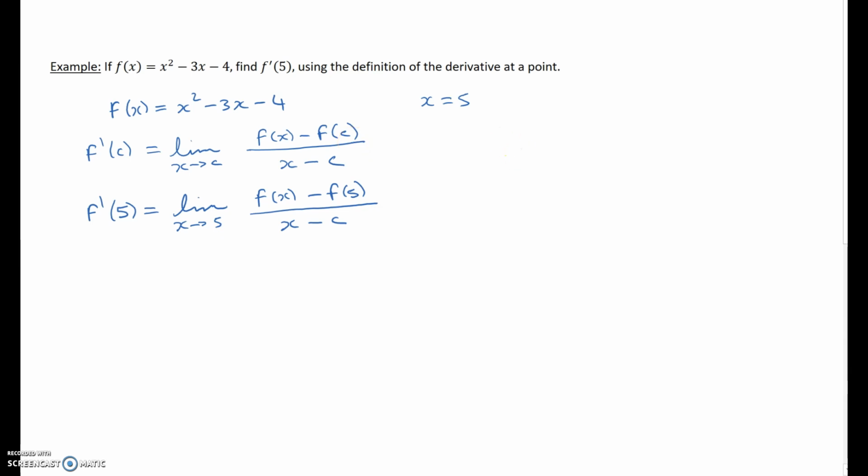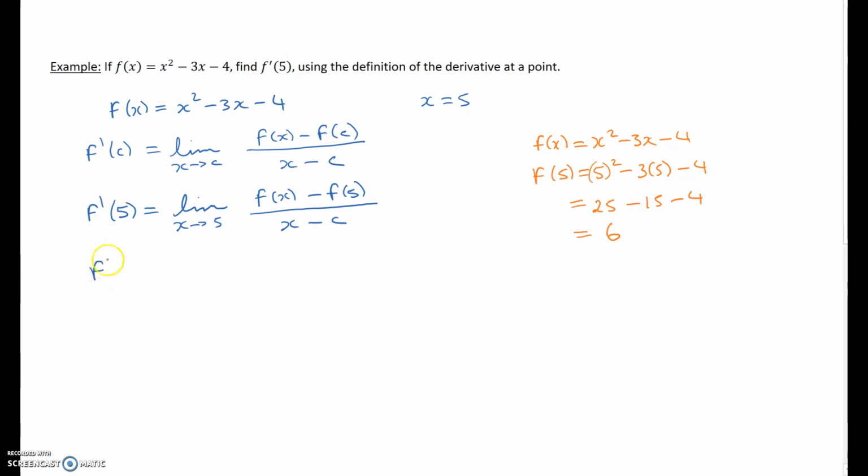Well, we'll just do this off to the side a little bit. If f of x is equal to x squared minus 3x minus 4, then f of 5 will be 5 squared minus 3 times 5 minus 4. So that'll be 25 minus 15 minus 4, which is going to be 6. Okay, so we're going to do that again in a moment.